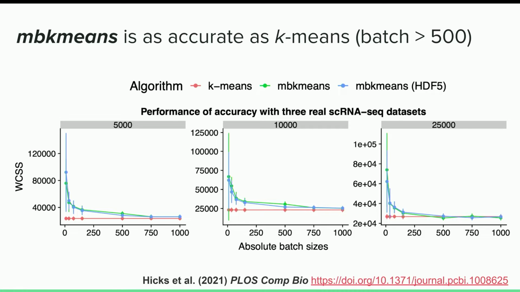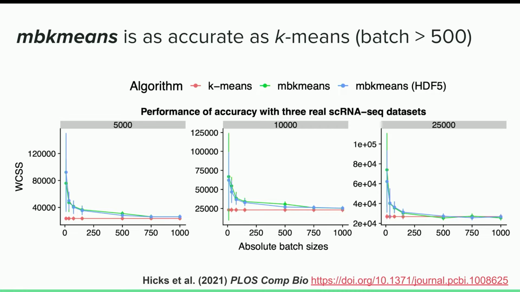So I've given you this intuition about batch size, 1% of the data, 5% of the data, or 100 cells or 500 cells. I'm showing you now 3 different sizes of data sets ranging from 5,000 on the left, 10,000 observations in the middle, 25,000 observations on the right. On the x-axis is the absolute batch size, so 200 cells, 500 cells, 750 cells. So this is the batch size I'm using as part of my algorithm in mini-batch k-means. And on the y-axis is the within cluster sum of squares criterion.